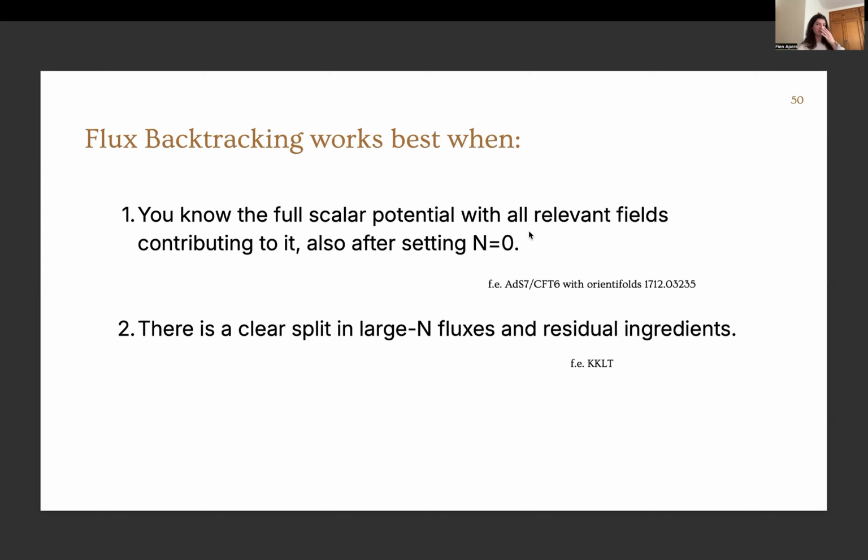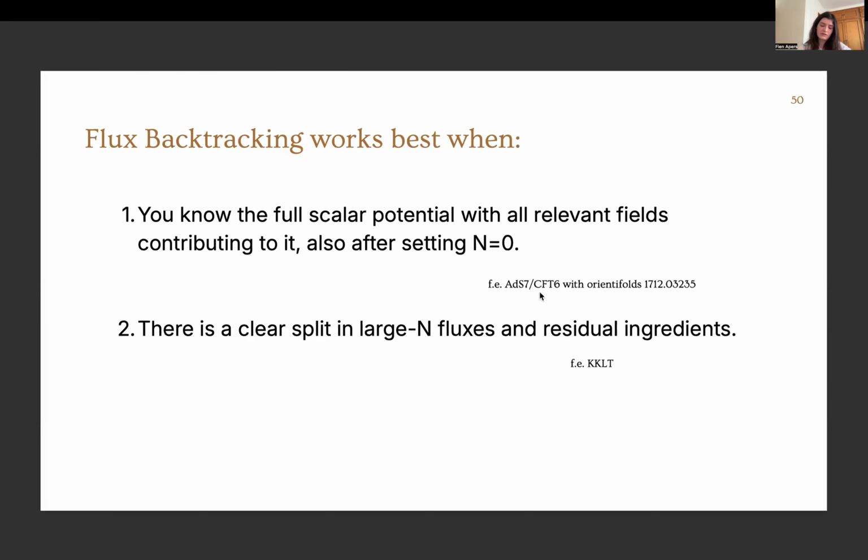For example, we also want to try and find back the brane picture for these AdS7 vacua, but it's very complicated because then you're not sure how many fields you should include, and the internal manifolds have some anisotropy, so there's definitely more moduli, or more fields, you need to include. And secondly, the procedure works best and is most clear when you have this clear split between a large N flux and the residual ingredients.